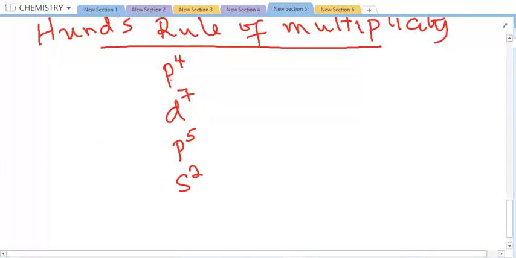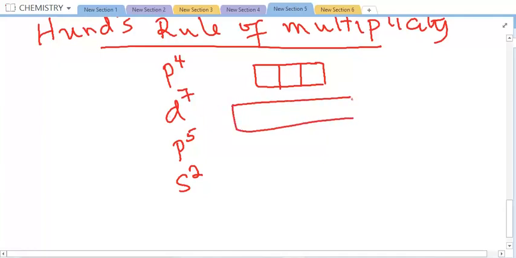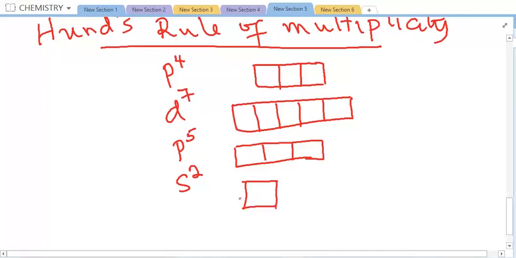Now, there are only 3 types of p, so you have this. There are 5 types of d, so you have this: one, two, three, four, five. There are 3 types of p, so you have this. There is only 1 type of s, so you have this.